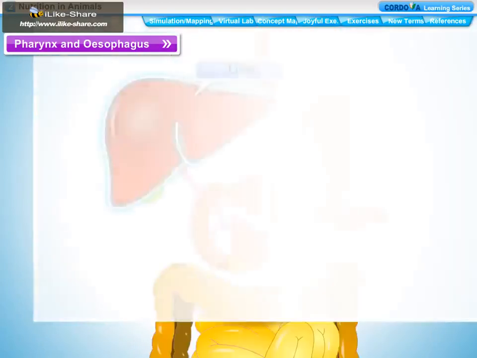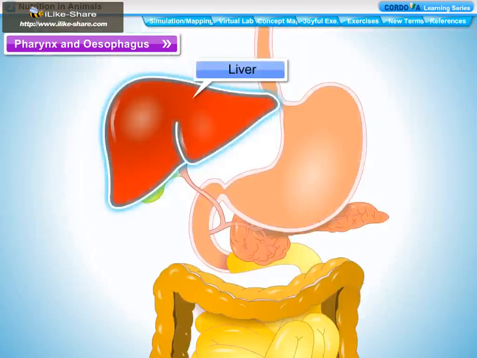Liver. The liver is a reddish-brown gland situated in the upper part of the abdomen on the right side. It is the largest gland in the body. It secretes bile juice, which is stored in a sac called the gallbladder, located near the liver. Bile juice helps in the digestion of fats.